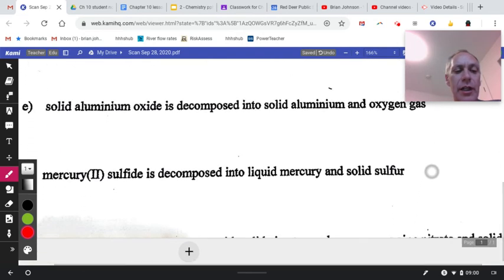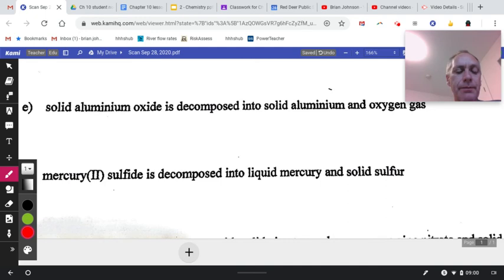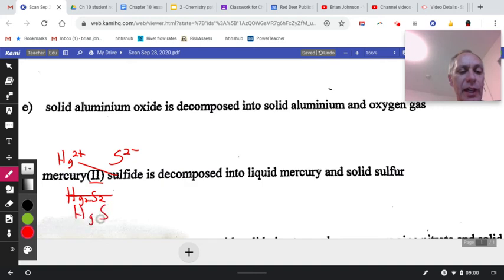Okay, let's try this guy, mercury 2 sulfide. So Roman numerals, it's multivalent. It's telling us we're working with the mercury 2 plus ion. You look up sulfide and it's a 2 minus. Okay, so the correct formula for mercury 2 sulfide is Hg2S2, which reduces to HgS.